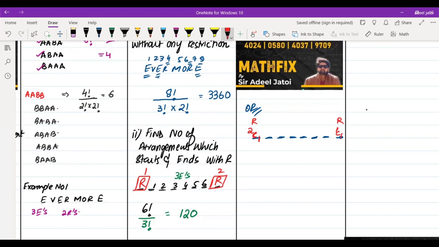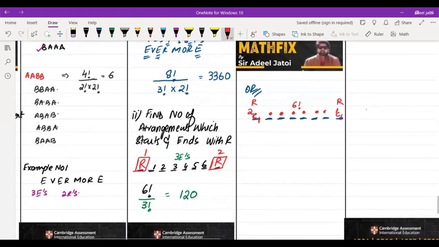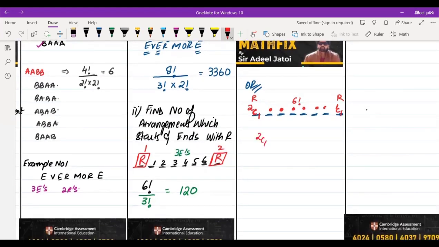Now, how many alphabets do we have in the middle? 1, 2, 3, 4, 5, 6. So that means 6 factorial will be used for this. And since 6 factorial is used, we know that 3 E's are here in the 6 factorial type. So what we do is 2C1 into 6C1 into 1C1 upon 3 factorial for 3 E's.